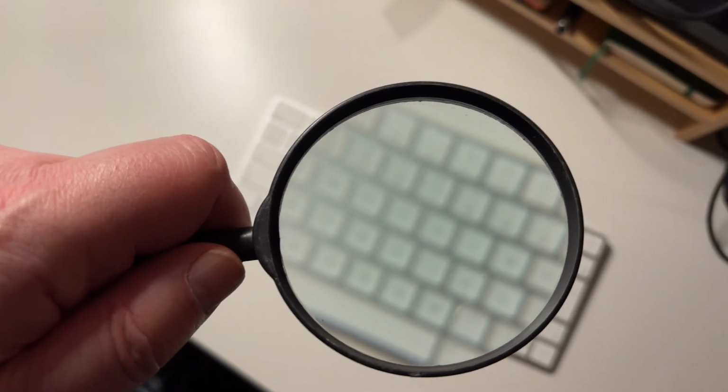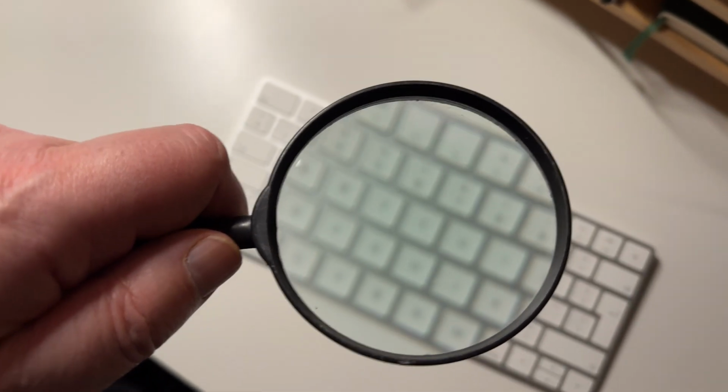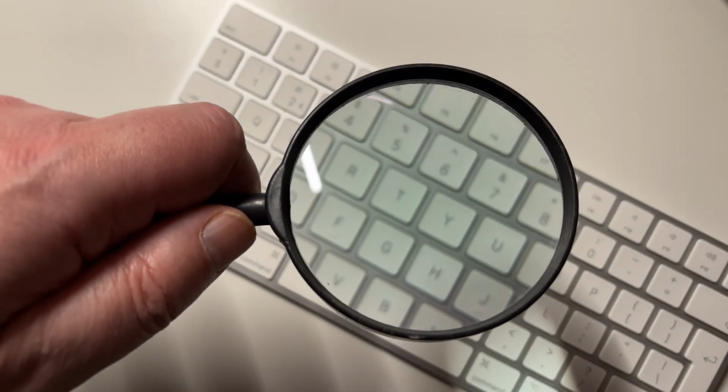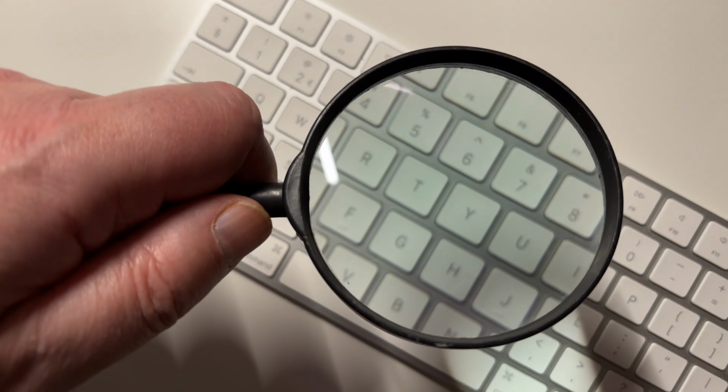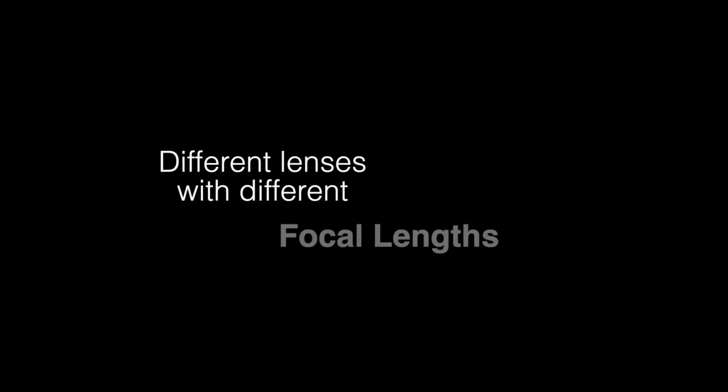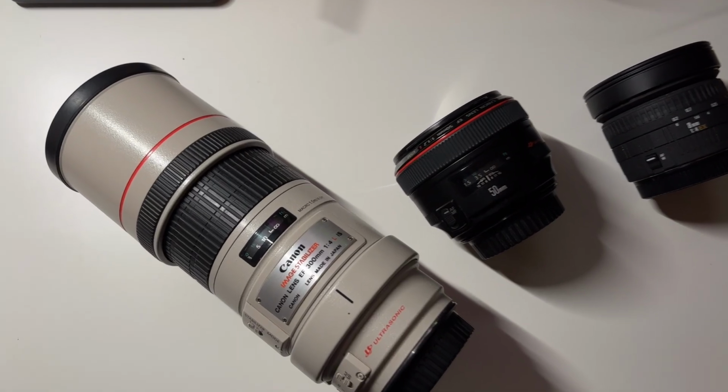If you imagine using a magnifying glass, there comes a point where the object that you are focusing on becomes clear but magnified. The distance between the lens and the object is its focal length. Now, different lenses have different focal lengths. These ones have a single focal length.